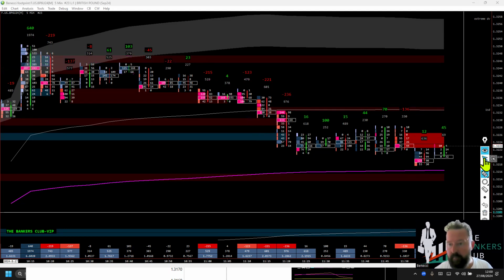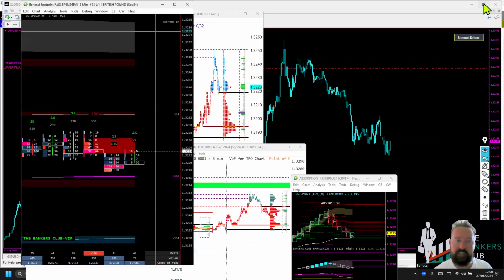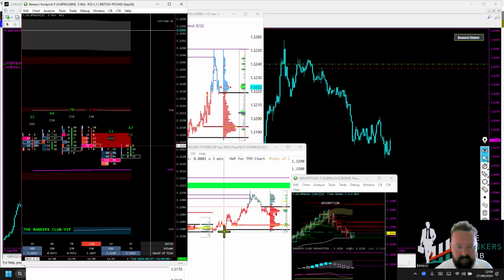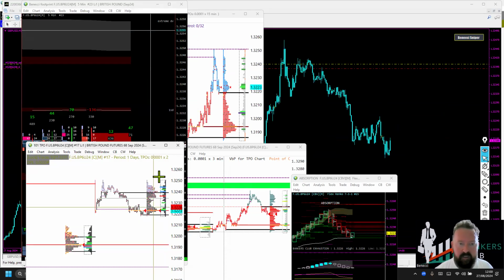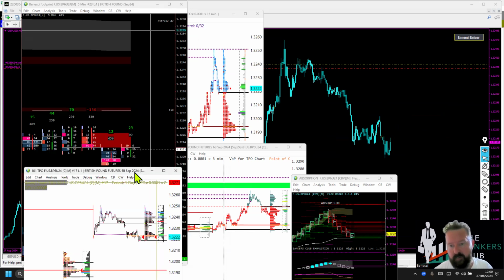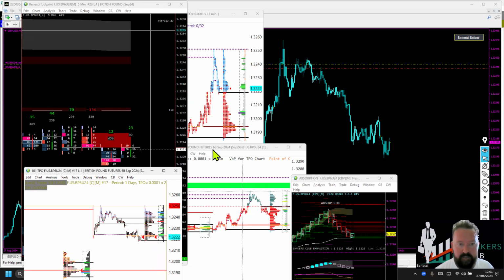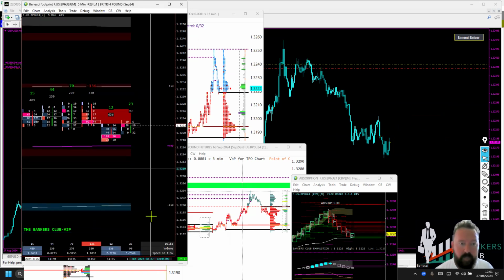So that was very quickly the basics of what I saw on the footprint chart. I go into all this stuff in much more detail in our course, but this is just a quick overview of what I was looking at for my confluences for taking the trade.